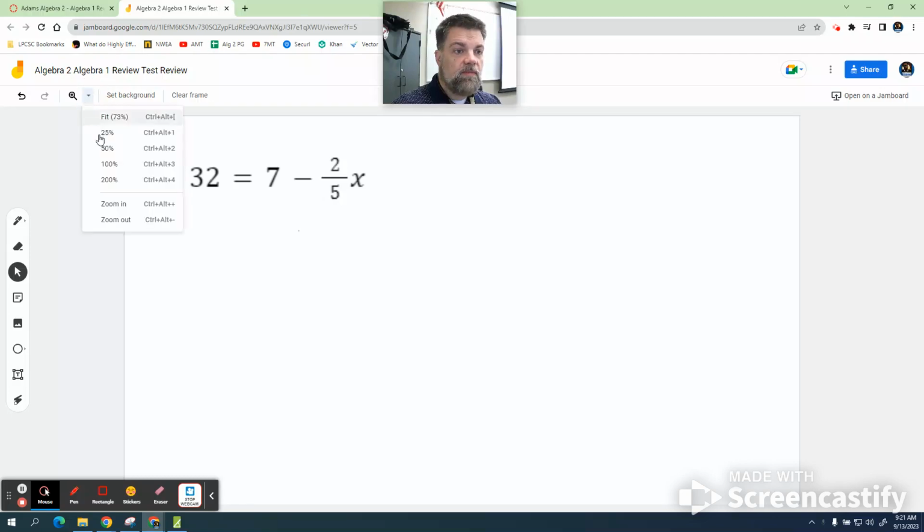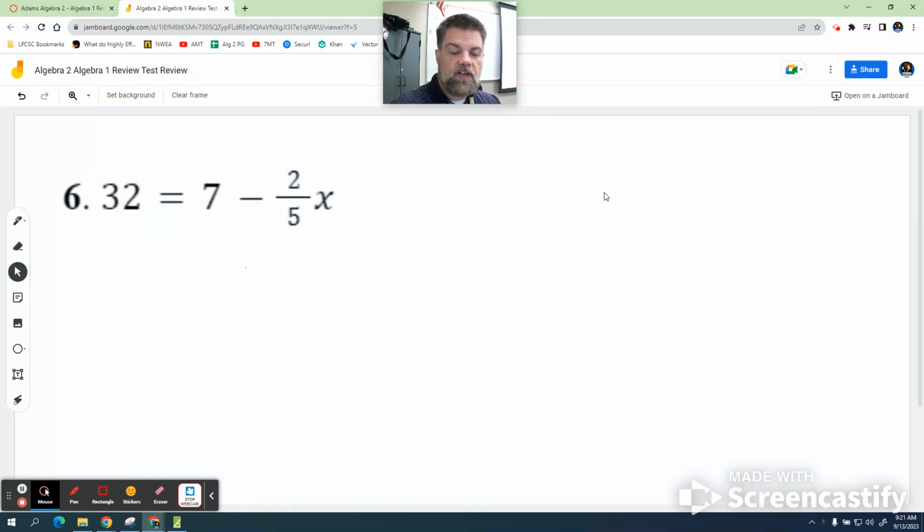All right, so for problem number 6, again, we're asked to solve for x. This is an interesting one because the fraction we don't like, right? But remember, Mr. Adams said that the number in front of the variable, this is the coefficient of x, that's the last thing we deal with. So probably a simpler way to do this is move this 7 away from the x.